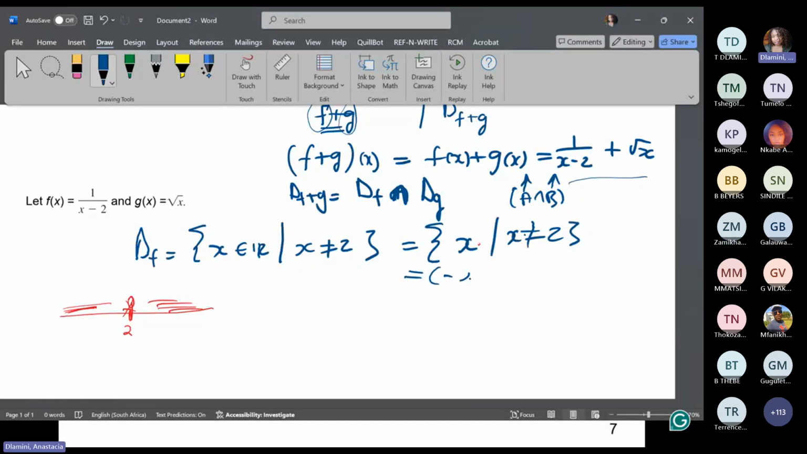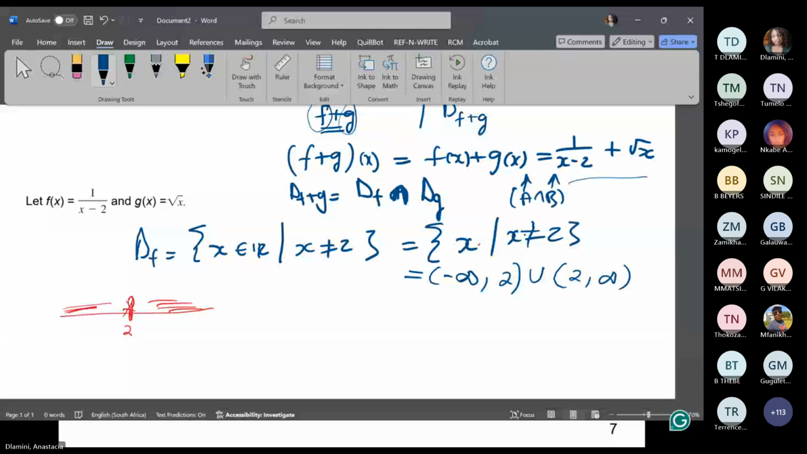Okay, let me remove the plastic here for this pen. The function f is defined from negative infinity to 2, but not including 2, and from 2 to infinity. Are we all together there?